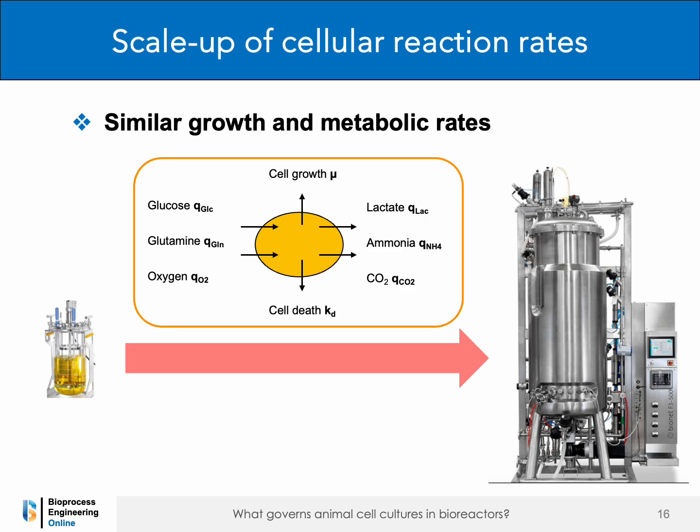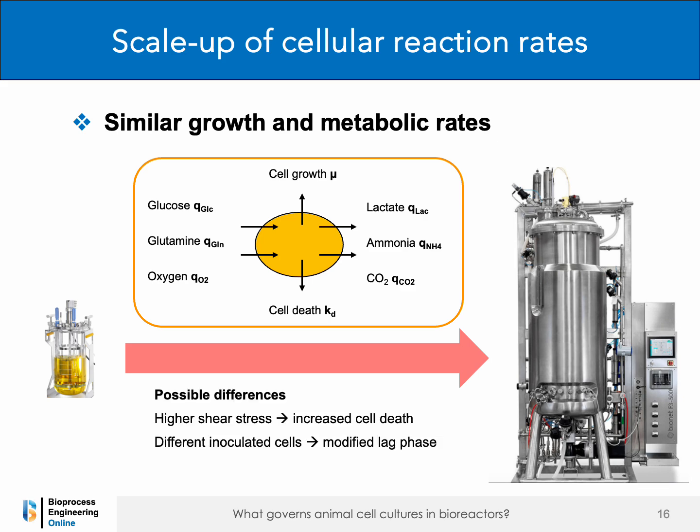As a consequence, similar cell growth and metabolic kinetics can often be reproduced across scales, provided that comparable microenvironmental conditions are maintained. However, certain scale-dependent effects can introduce variability. For example, increased shear stress at larger scales may lead to higher cell death rates, particularly for shear-sensitive cell lines. Differences in the physiological state of the inoculum between scales can also influence the length of the initial lag phase, affecting early culture dynamics.